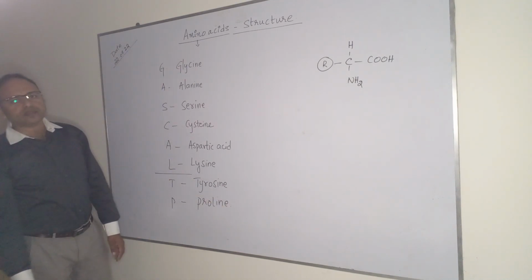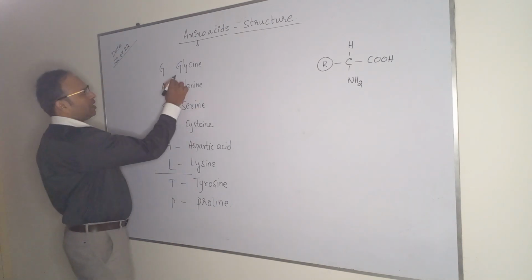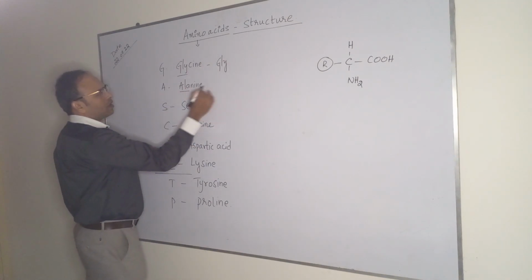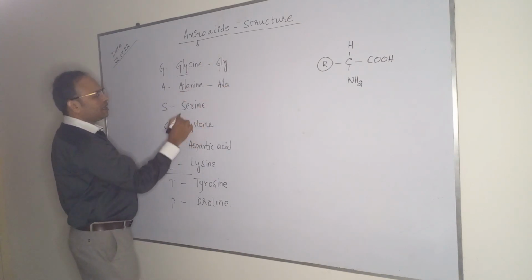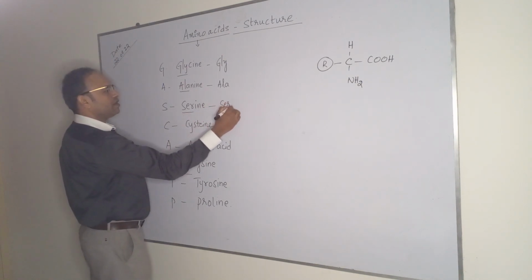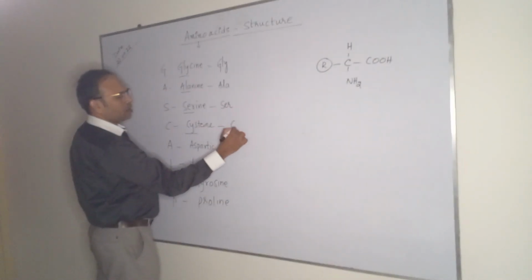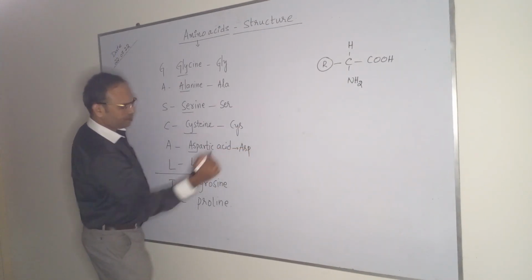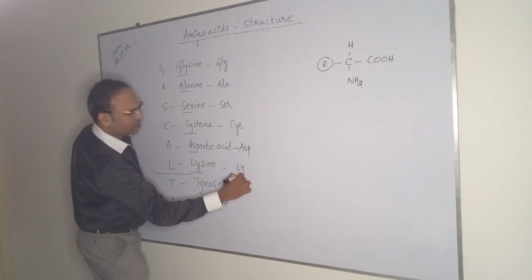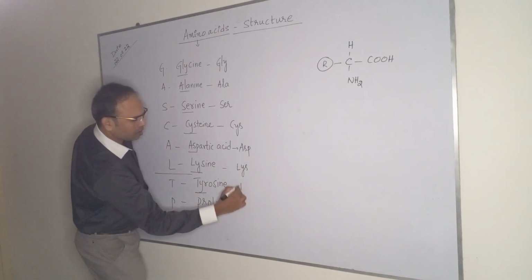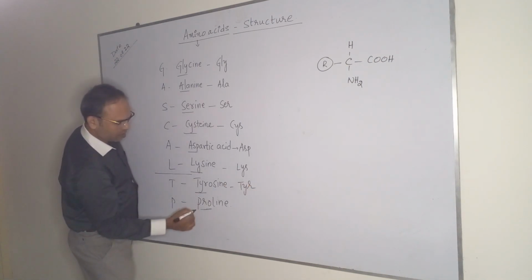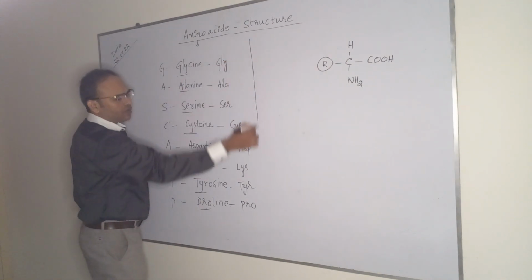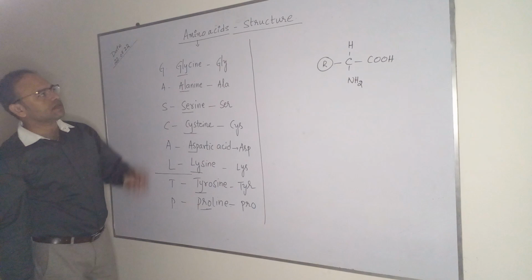Now all the amino acids are represented by 3 alphabets. Underline the first 3, you will get GLY. Alanine is represented by ALA, serine SER, cysteine CYS, aspartic acid ASP, lysine LYS, tyrosine TYR, and proline is written as PRO. So now we have got the names and symbols.